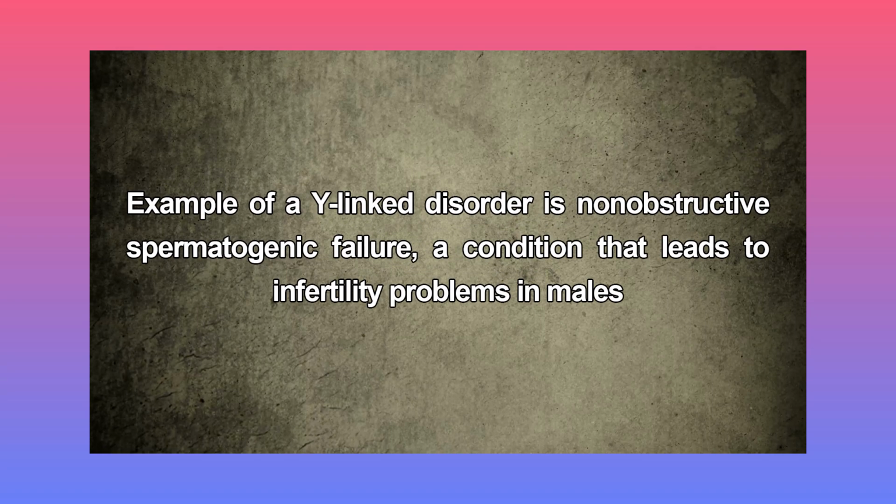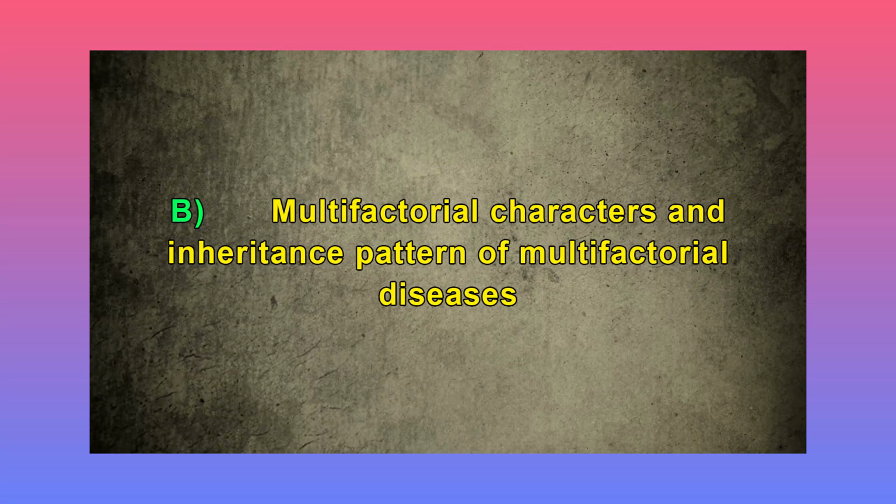One example of a Y-linked disorder is non-obstructive spermatogenic failure, a condition that leads to infertility problems in males. This disorder is associated with mutations in the ubiquitin-specific protease 9 Y-linked gene, that is USP9Y, on the Y chromosome. Dear students, this was all about single factorial characters and their inheritance pattern. Now let us discuss the multifactorial characters and inheritance pattern of multifactorial diseases.